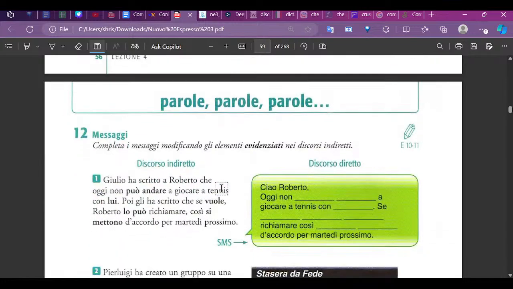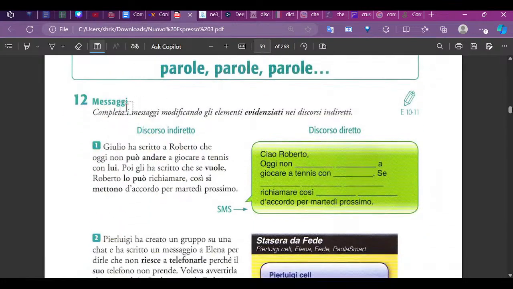Ok. There's another thing. Messaggi. Completa i messaggi modificando gli elementi evidenziati nei discorsi indiretti. Indirect is: Giulio ha scritto a Roberto che oggi non può andare a giocare a tennis con lui. Poi gli ha scritto che se vuole Roberto lo può richiamare, così si mettono d'accordo per martedì prossimo. Ciao Roberto, oggi non posso.